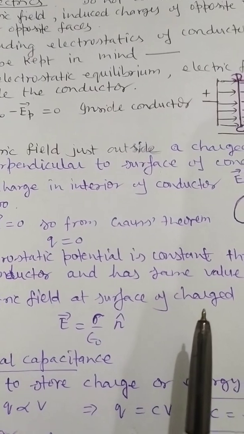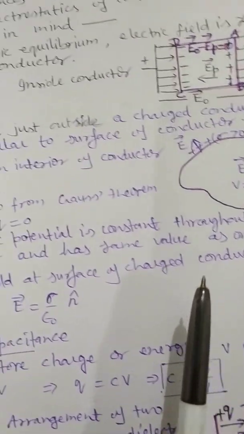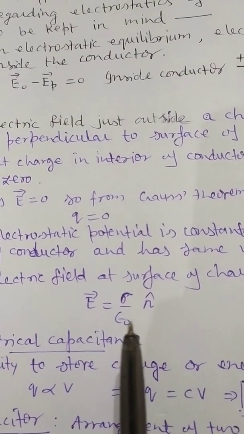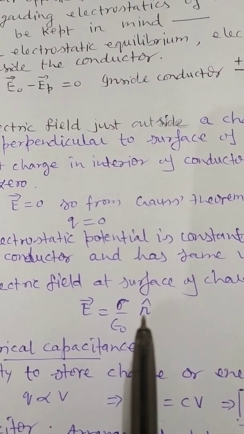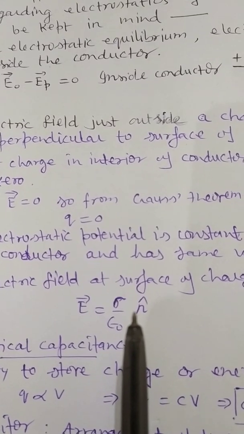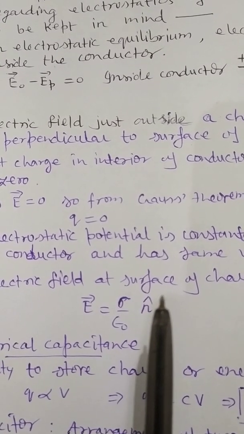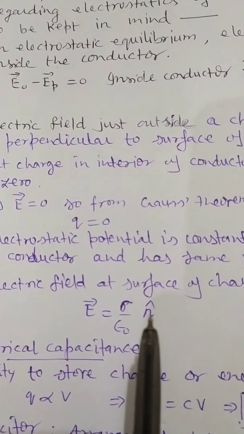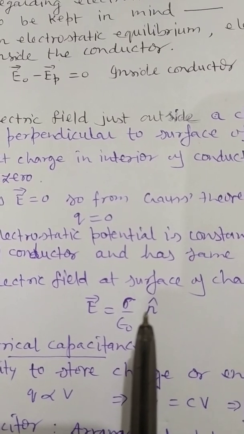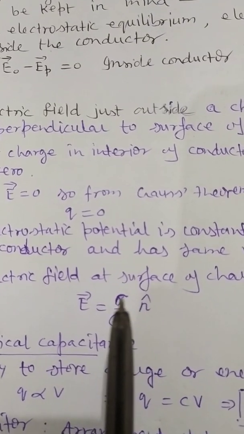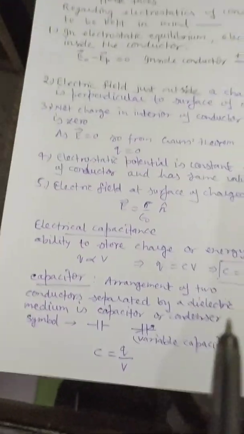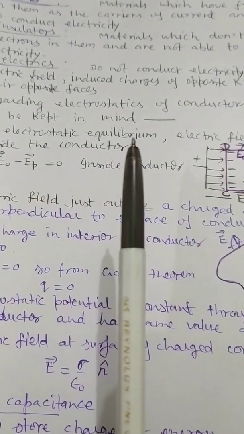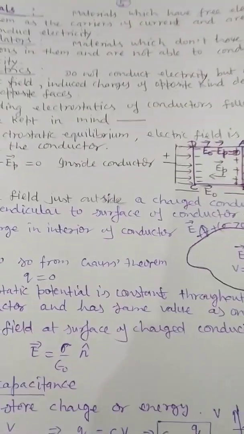Electric field at the surface of a charged conductor is given by E is equal to sigma upon epsilon naught times the normal unit vector. Outward normal when the charge is positive, and towards the conductor, inward normal, when the charge is negative. So these points are very important and we should keep them in mind while dealing with the electrostatics of the conductors.